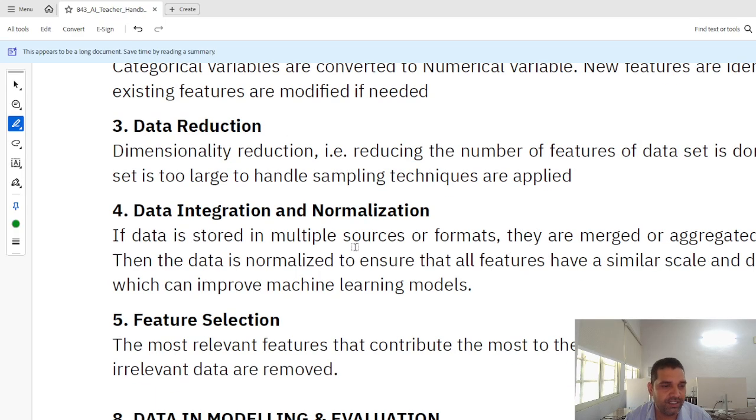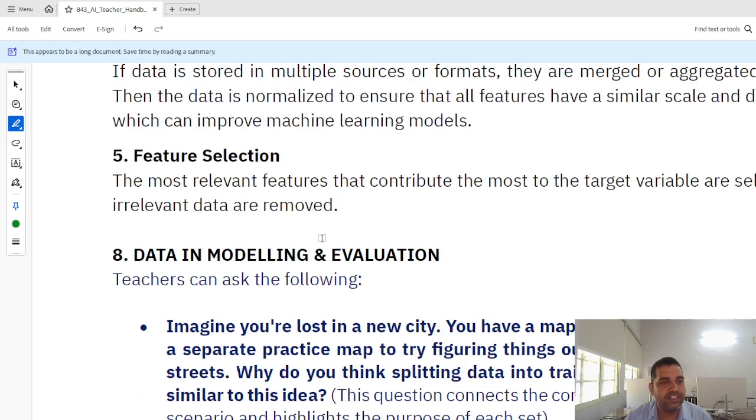Data integration and normalization. Data is stored in multiple sources or formats, so merge or aggregate the data into one compact format. Then the data is normalized so that all the features have a similar scale and distribution, which can improve machine learning models. Feature selection: the most relevant features that contribute the most to the target variable are selected and the irrelevant data are removed.